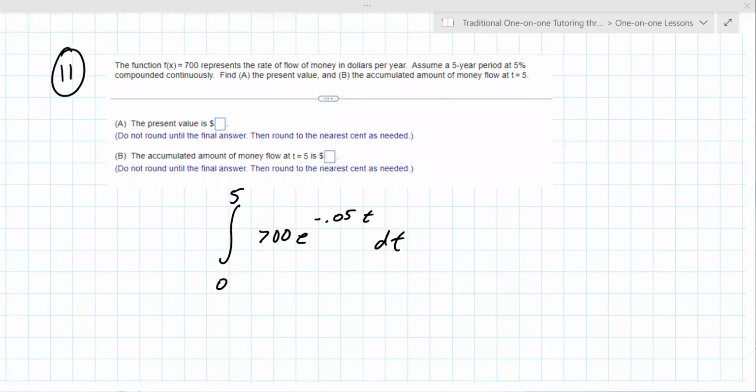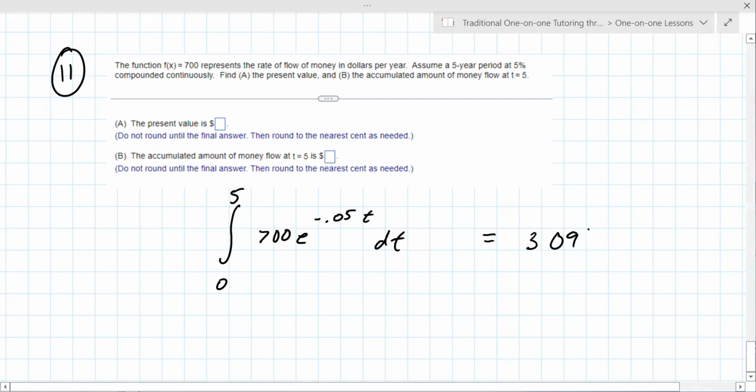Okay, so I think I've got it here. Let me do this calculation: the integral of 700 e to the minus 0.05 x from 0 to 5. So this ends up being $3,096.79. The idea is that if you put in $700 a year for 5 years, that's $3,500, but it's worth less now than it will be then. So that's part A.